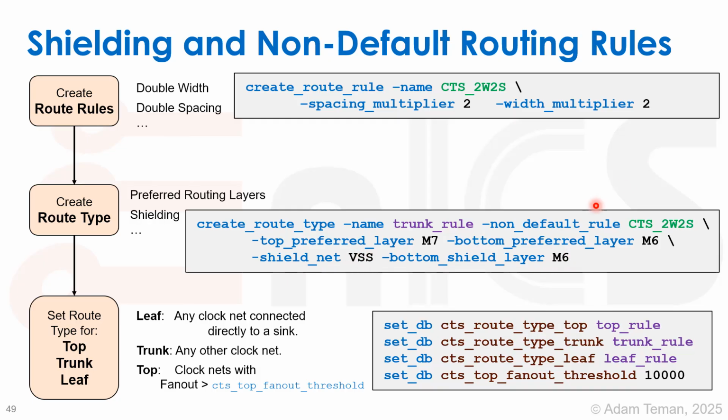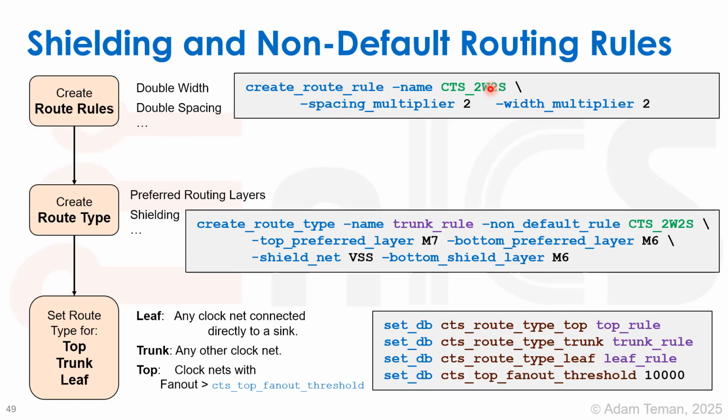metal 6 layer. So now I'm going to use setDBs to set which type of category over here uses what route type. So CTS route type top, that's a DB command. That's going to say for all the top nets, they're going to use top rule, which I defined over here. The trunk nets are going to use trunk rule, which I actually did define over here. And the leaf rules are going to be put on the leaf type nets. And we can also do this CTS top fan out threshold and define what the number is.